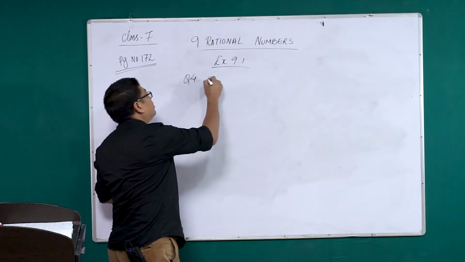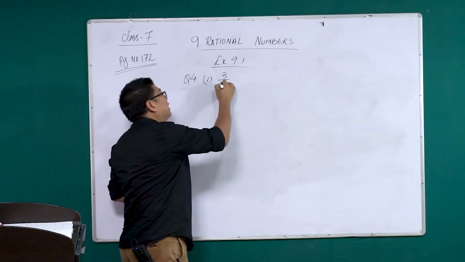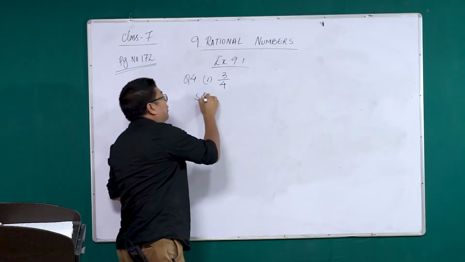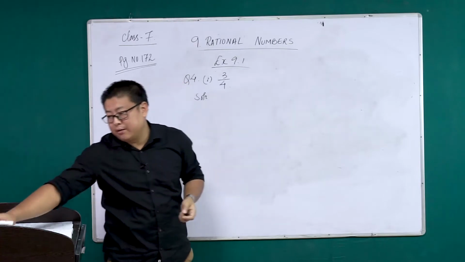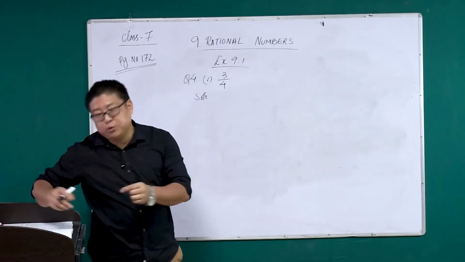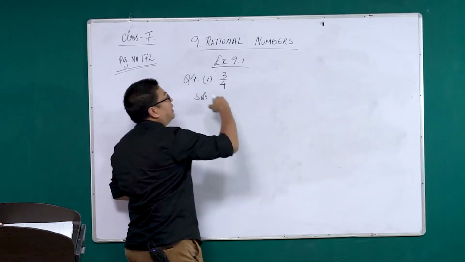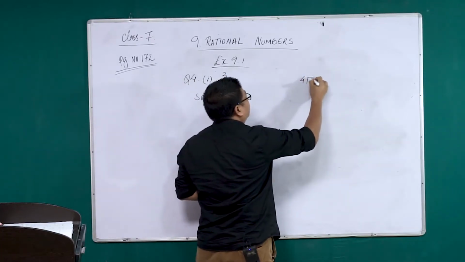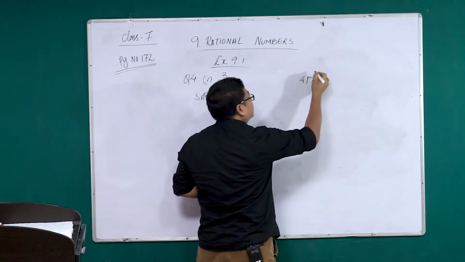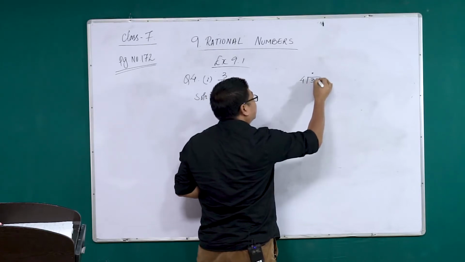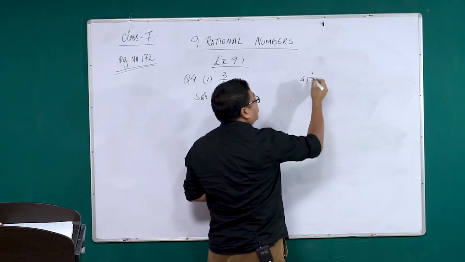Now we are supposed to draw a number line using this rational number, question number 1, 3 by 4. We have to draw a number line and represent this on the number line, okay? So to do that, the first step is to divide 3 by 4. Now when you divide, this is less than 4, so I will put a point and I will bring a 0 here. Now after this, 4 into what is 30?